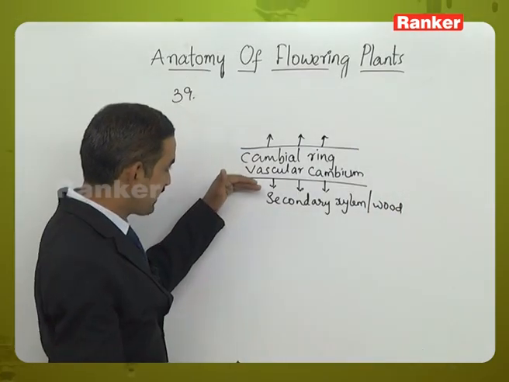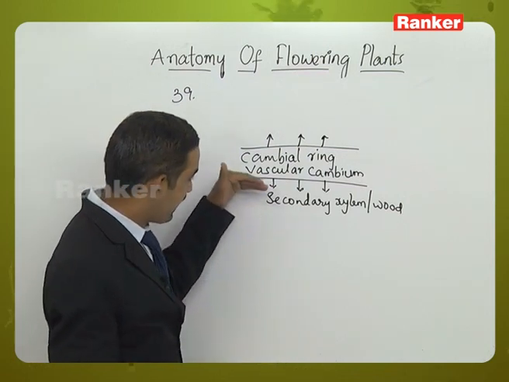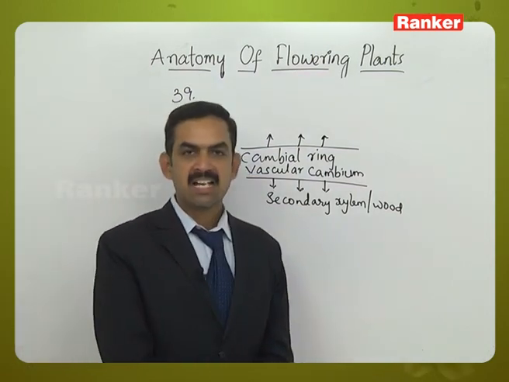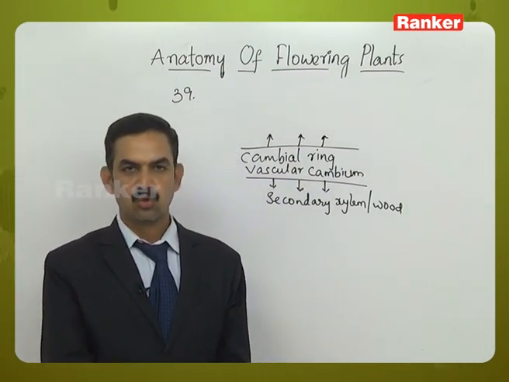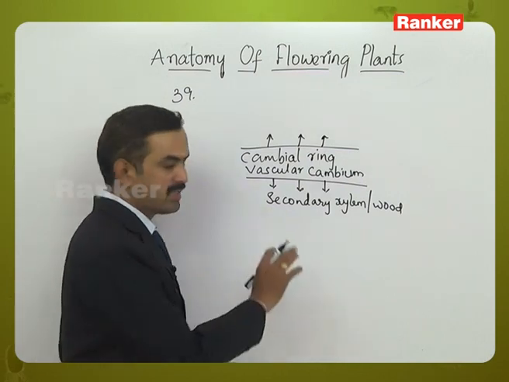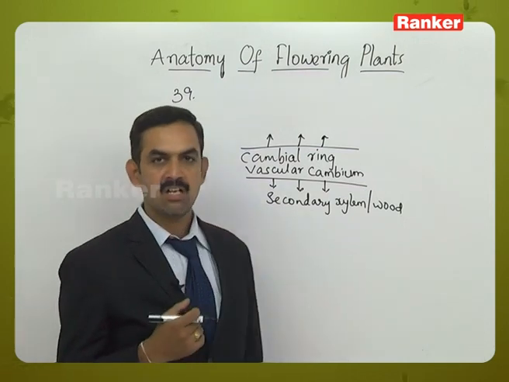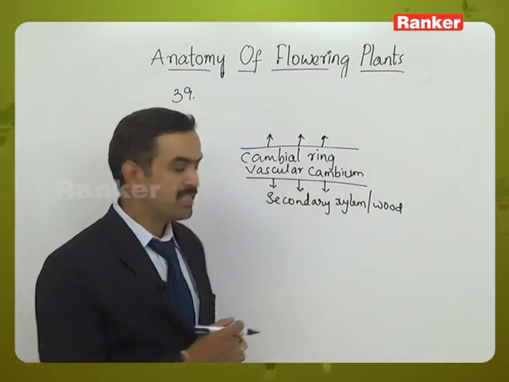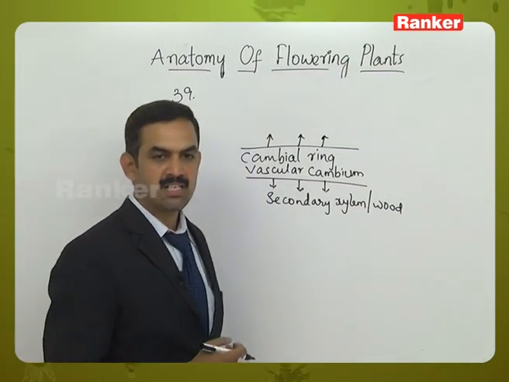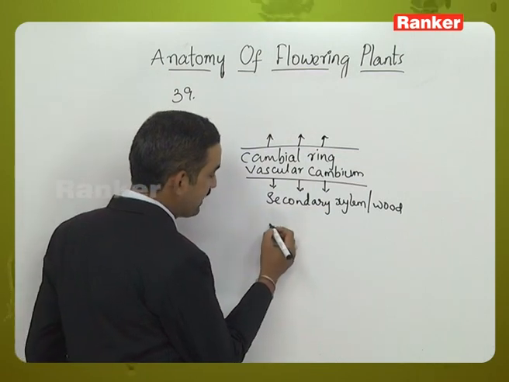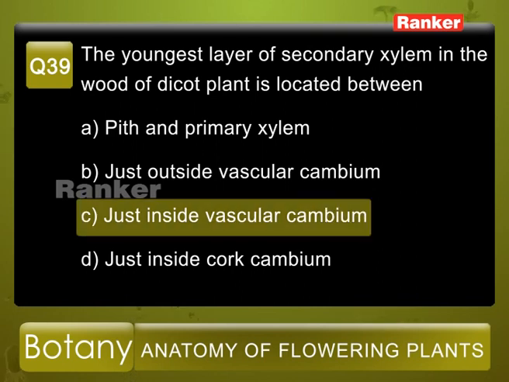Whatever secondary xylem is formed will be gradually pushed towards the inner side, such that the place is further occupied by the youngest xylem, which is being formed in the course of its growth and development. So what is the position of the youngest secondary xylem, or youngest wood, formed during secondary growth? It is present just below the vascular cambium, so just inside the vascular cambium. That is the reason why, from the given options, we can say that option C is the correct answer.